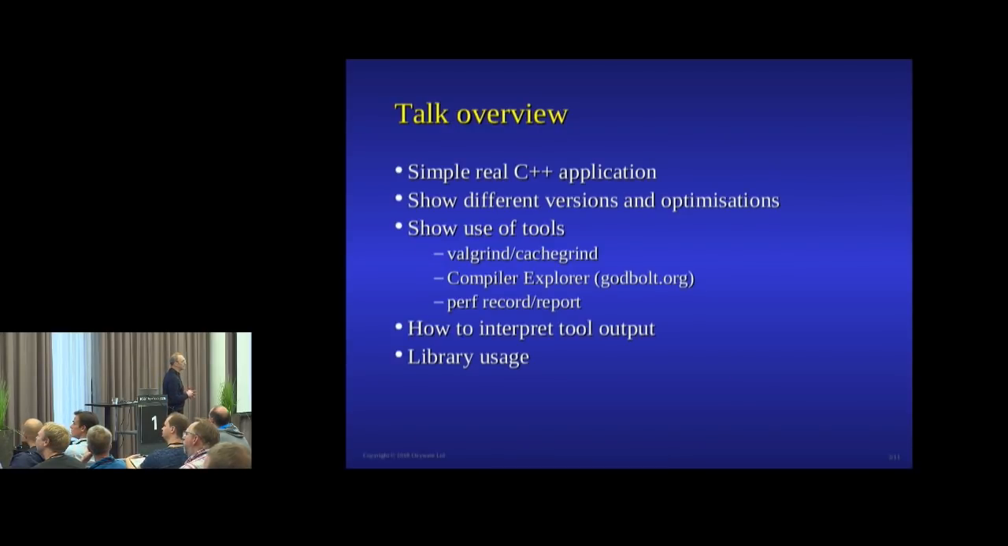This was a real application that I wrote for a client. I want to show you different versions and how I optimized it and how I used the tools to guide that optimization. So I'm going to be using valgrind and cachegrind. I'm going to be using perf record and report, perf stat, some bit of strace, a few other things, and some compiler explorer to have a look inside what's going on and to help me guide this one, and some basic things like bash timing. So that's how to interpret that one, and some things about library.